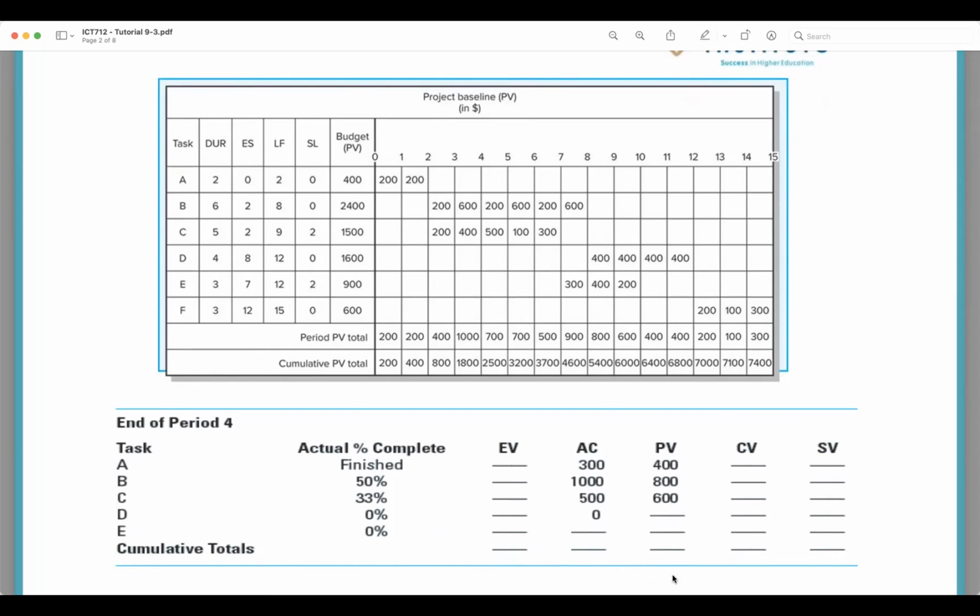1800. And what about the number here? 1800 as well. And what about the number here? 300. Plus or minus? Plus. And what about here? Plus 300. Okay, great. So am I ahead of schedule or behind schedule?